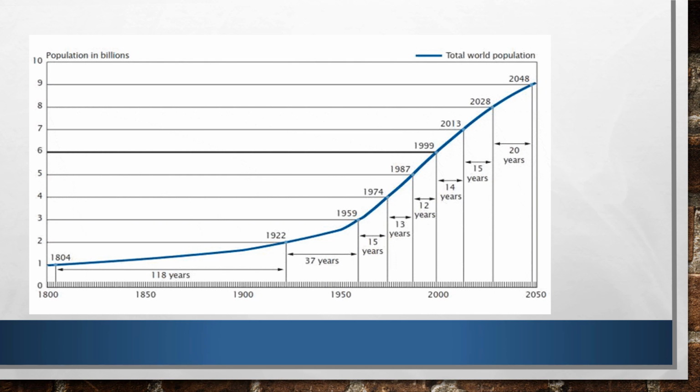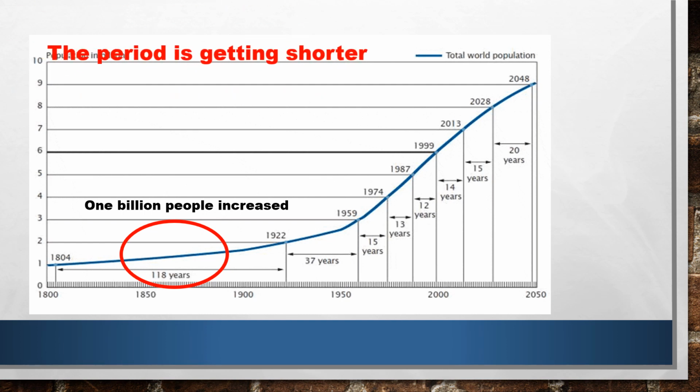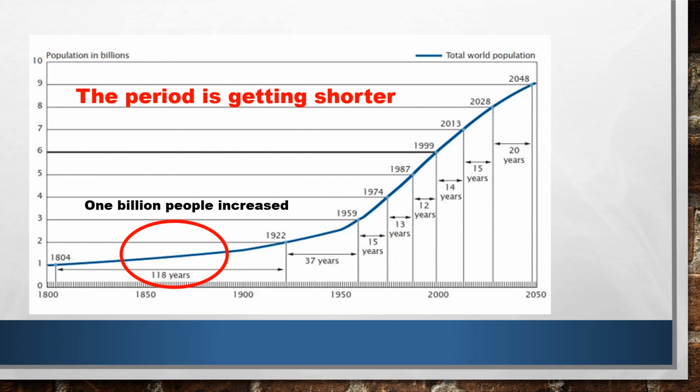Please look at the graph. According to the graph, you can see that 1 billion people were added in the 100 years from the 1800s to the 1900s. However, the population growth has accelerated since 1920. If this pace continues, the world population will exceed 9 billion by 2050.